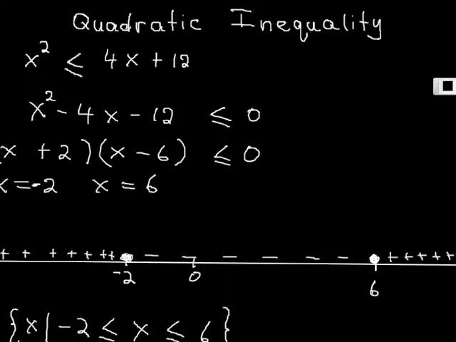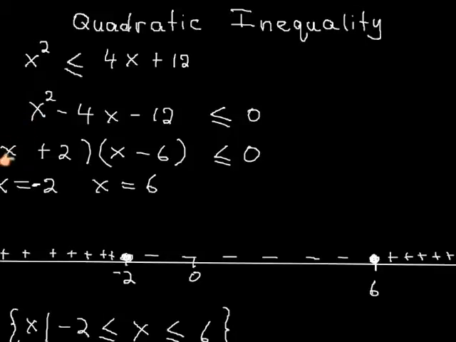In this video, I want to teach you how to solve for x when the equation is a quadratic inequality. For example, if you have x squared less than or equal to 4x plus 12, the idea is to bring all the terms to one side and set it either less than or equal to 0 or greater than or equal to 0. In this case, we will get x squared minus 4x minus 12 less than or equal to 0. You then want to solve for x by the traditional method.